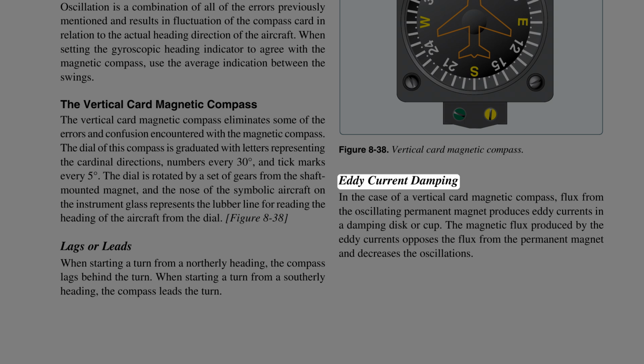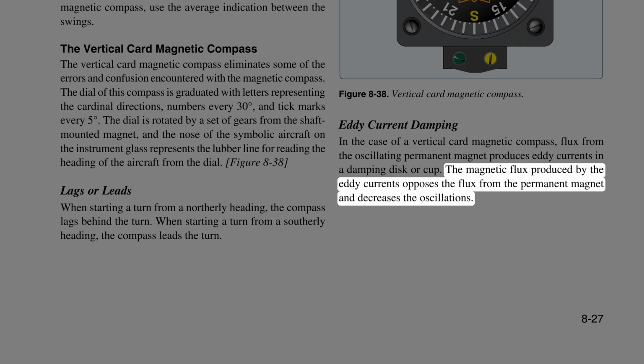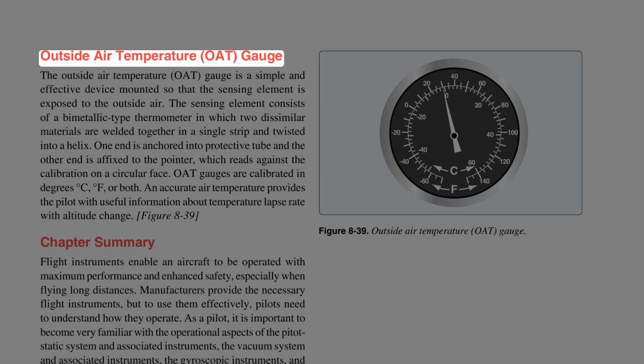Eddy current damping. In the case of a vertical card magnetic compass, flux from the oscillating permanent magnet produces eddy currents in a damping disc or cup. The magnetic flux produced by the eddy currents opposes the flux from the permanent magnet and decreases the oscillations. Outside air temperature, OAT, gauge.